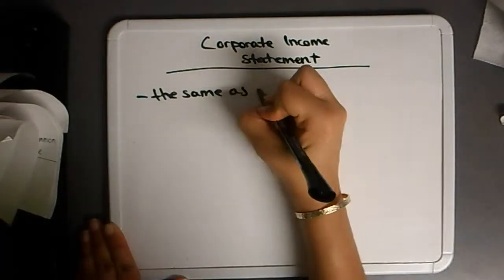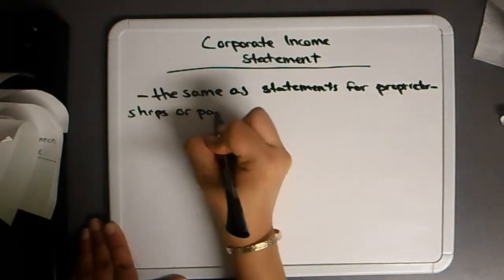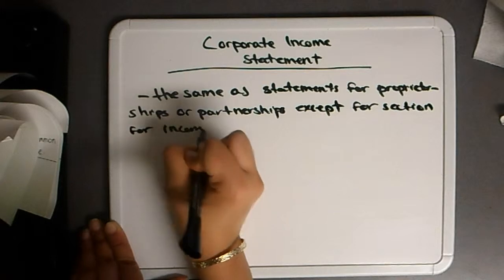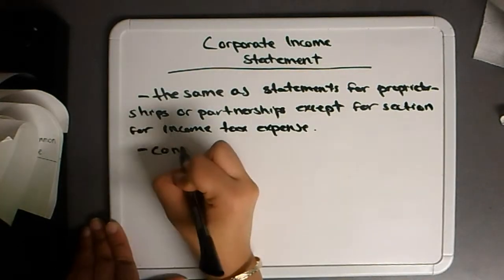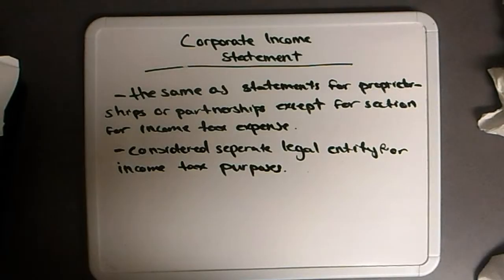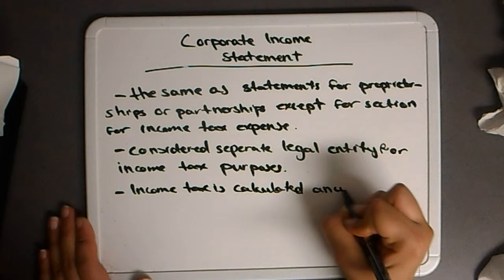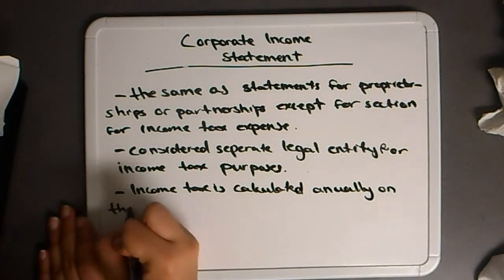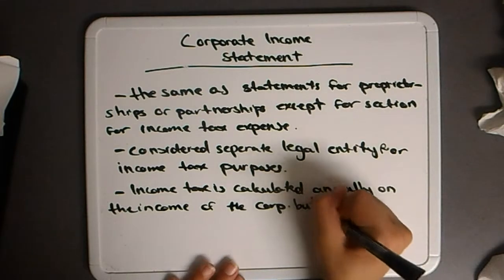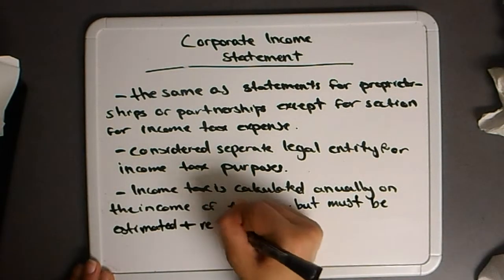Income statements for corporations are the same as the statements for proprietorships or partnerships, except for the income tax expense section. A corporation is considered a separate legal entity for income tax purposes. Income tax is calculated annually on the income of the corporation, but must be estimated to be remitted monthly. The journal entry for this is debiting income tax expense and crediting income tax payable.